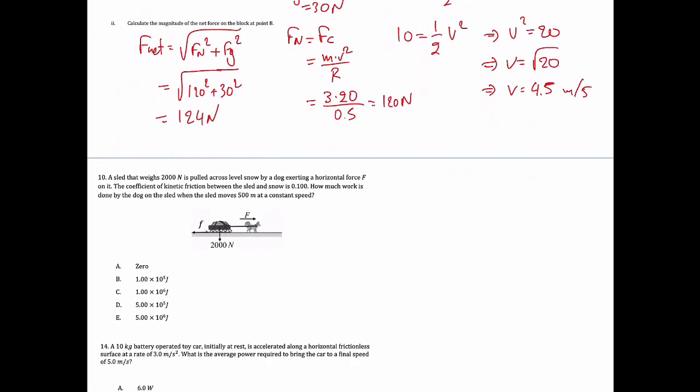We can continue to our next multiple choice questions, again from past exams. The question is, how much work is done by the dog when this object is moving for 500 meters at constant speed? So the work by this force will be equal to the force times the distance multiplied by the cosine of the angle between the force and the distance. Since the force and the distance are pointing in the same direction, the cosine is cosine of 0, which is equal to 1. So we can ignore this cosine.